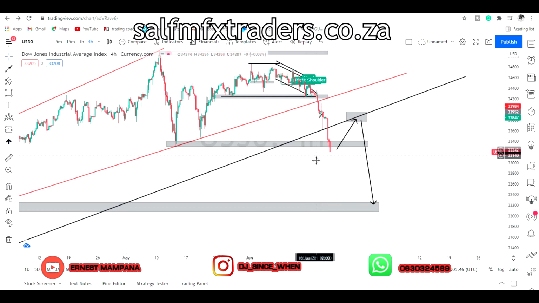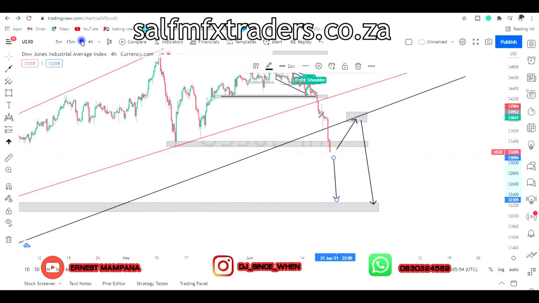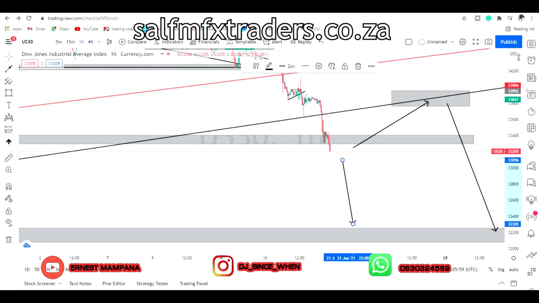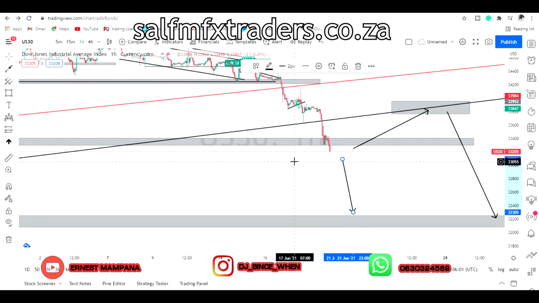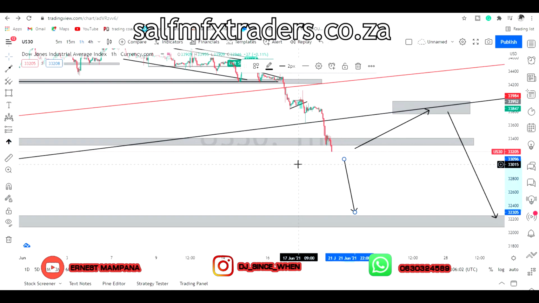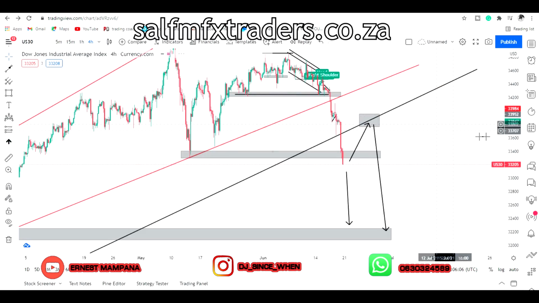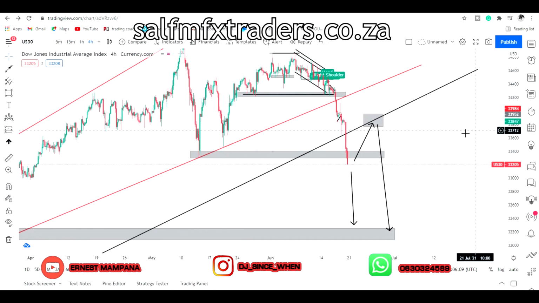But if that's not the case, then we will continue to the downside up until this point right here. Let me just switch to a smaller time frame to see if I can get an entry. Okay, currently I'm not seeing any possibilities of an entry, so I'm just going to leave it like that. Just going to leave it here on a 4-hour time frame. This is the structure right here.